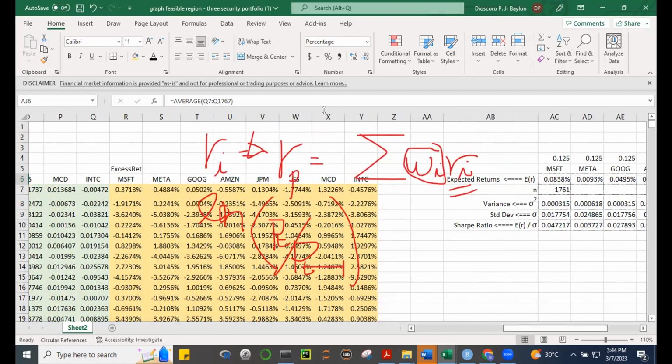Now the next one that we want to learn how to compute is the risk of the portfolio. So that's a more challenging task to do. Let me once again draw.